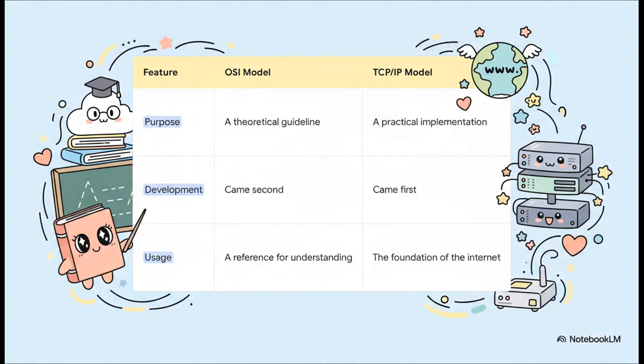This table really just lays it all out, crystal clear. The OSI model, it's a theoretical guideline. It came second, and we use it to understand the concepts. The TCP/IP model, that's the practical, real-world implementation. It came first, and it's the actual foundation of the internet. It's pretty simple. One is for the classroom, and the other runs the world.